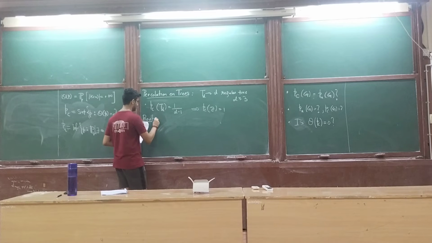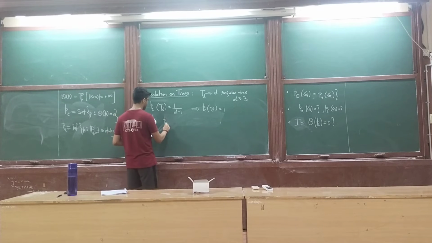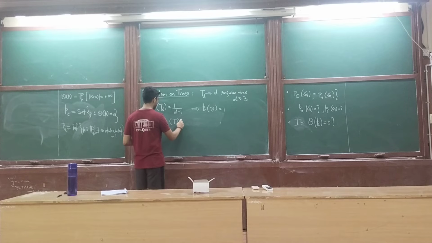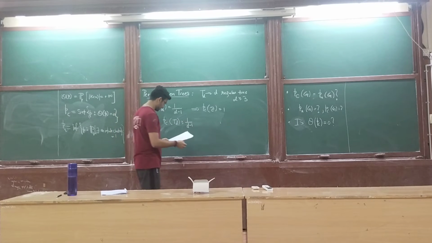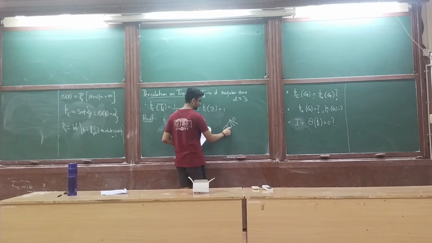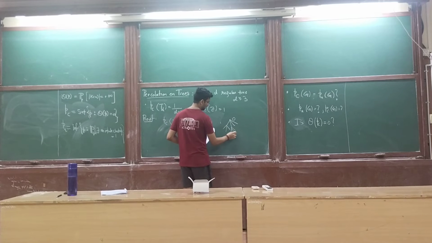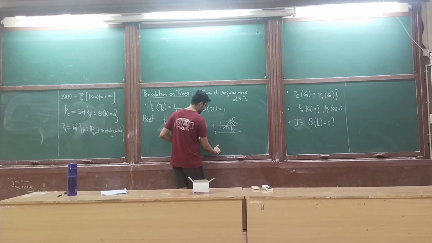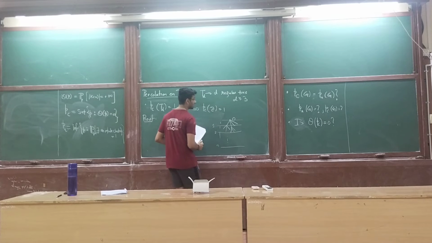First I'll show that PC is greater than or equal to 1 over d minus 1. So you can imagine that you have a root, and you have some edges like this, and so this is the 0th generation, the first generation, the second generation, and we have the nth generation like this.